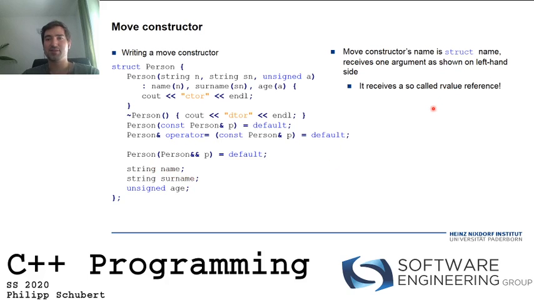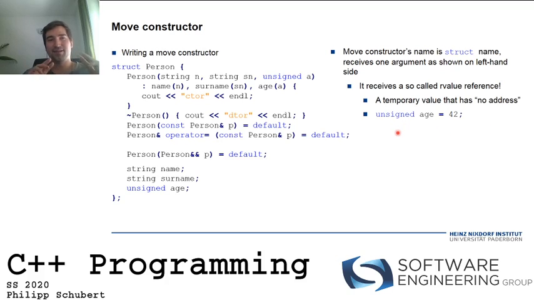Yeah, it receives a so-called R value reference, and basically you could think of an R value reference as a temporary variable, or, variable is the wrong term here. So you can think of an R value reference as a temporary value that has no address.